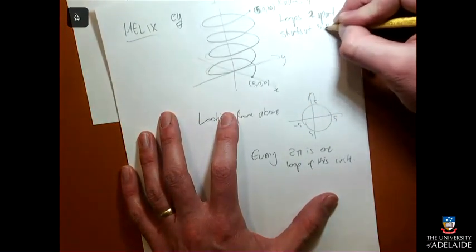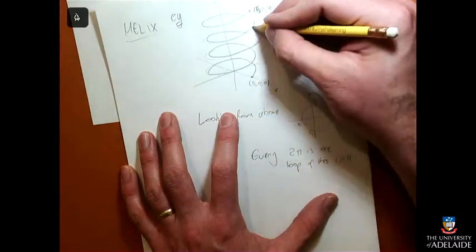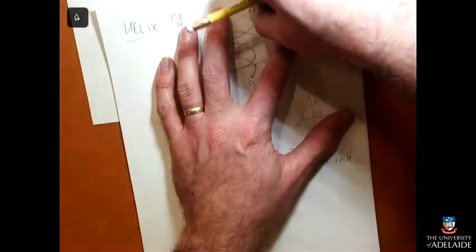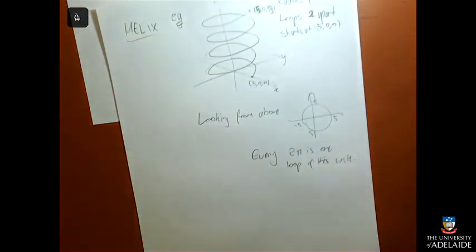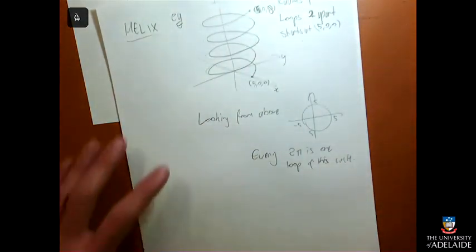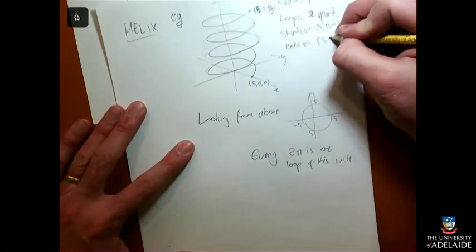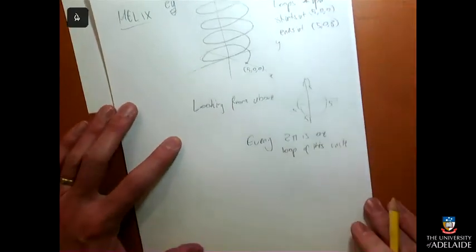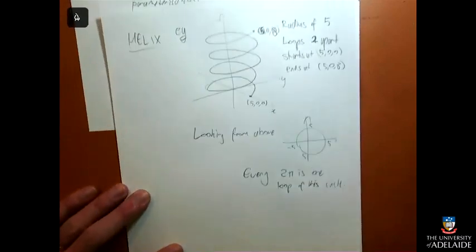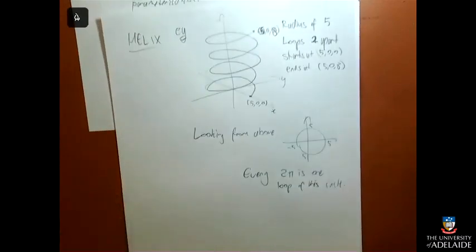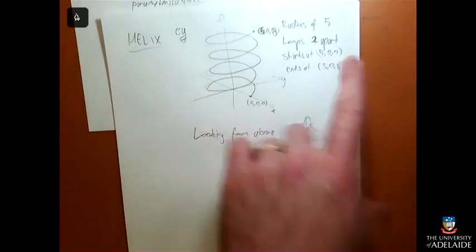Five, 0, 0. Let's see. Damn it, that's not 10, that's 8. There we go. It's got 4 loops, and there's a loop every 2, right? Okay, every 2 pi is one loop of the circle, and it goes 4 loops total, because there's a loop every 2 in the z direction, and so it goes from 0 to 8, so there must be 4 loops.